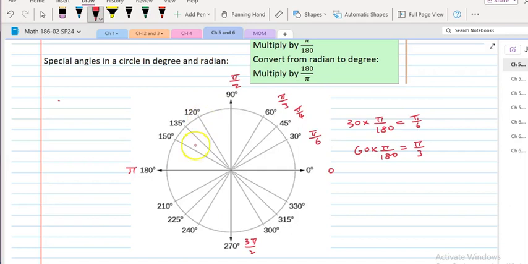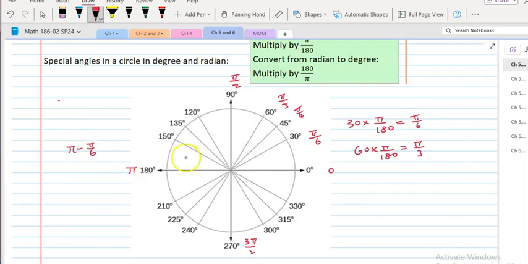The others are similar. But the way we think about 150: instead of thinking of 150 times pi over 180, which is very long, we can think of it as pi minus pi over 6.